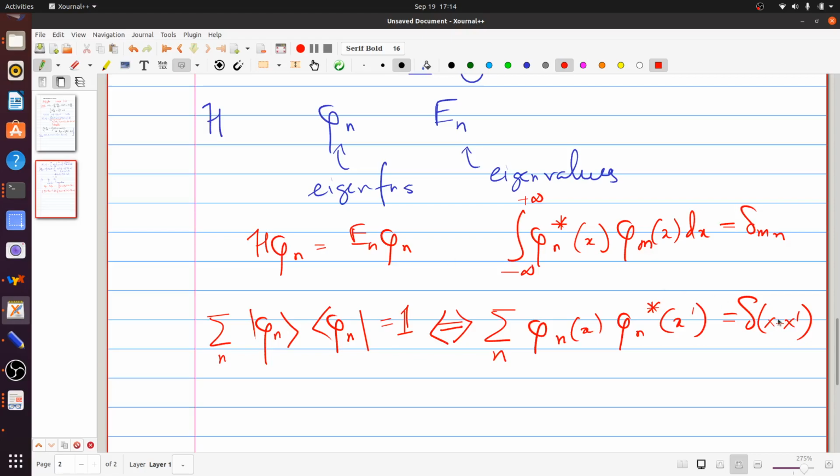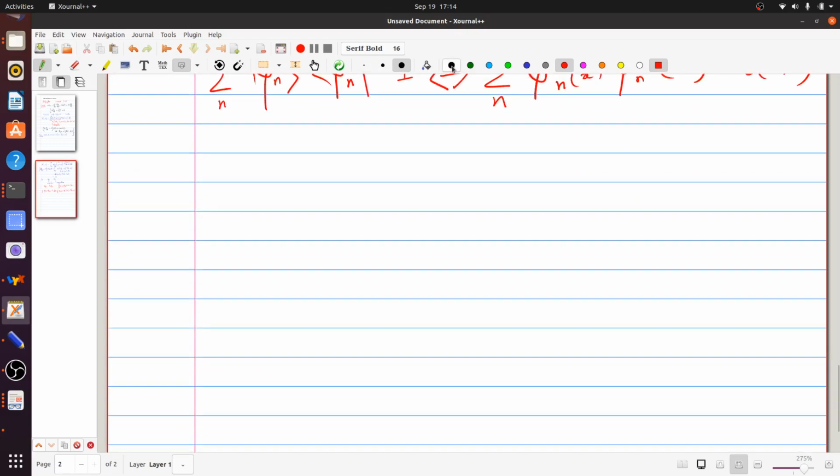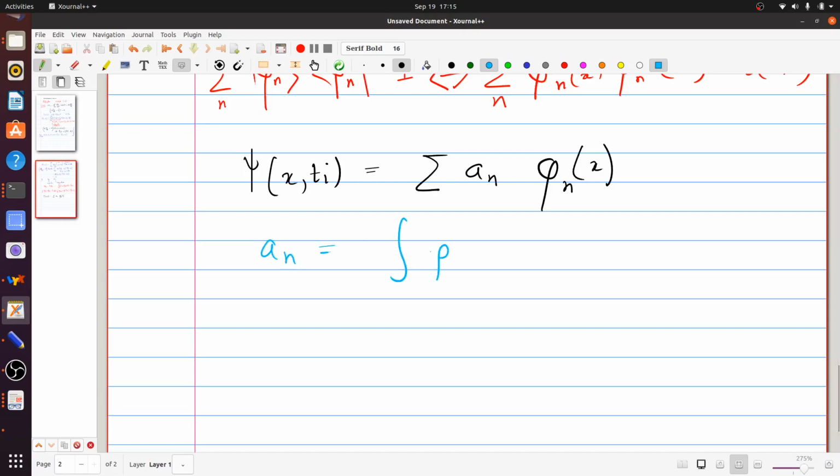Now, with this background, let me point out that we can start with our initial value, psi(x, ti), the wave function at time ti. Because of the completeness of the wave functions phi n, I can expand it in a sum where the coefficients an need to be found. How do you find the coefficients an? You just use the orthonormality of the phi n's, and you end up with a very simple formula: an is simply the integral of phi n star(x) psi(x, ti) dx.